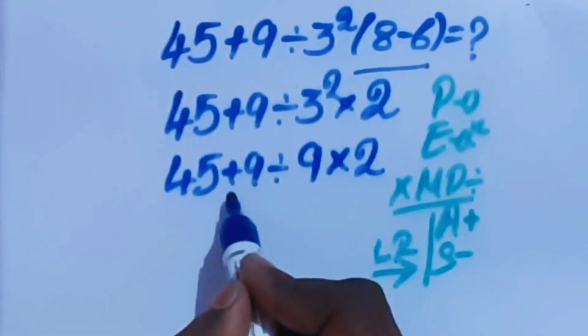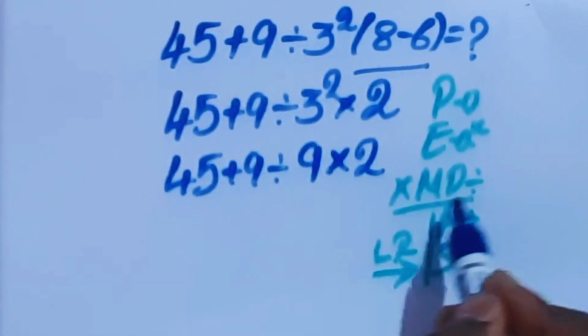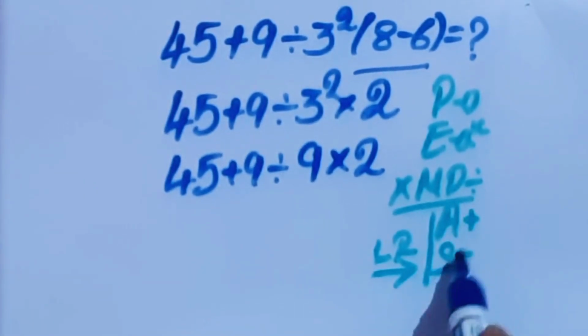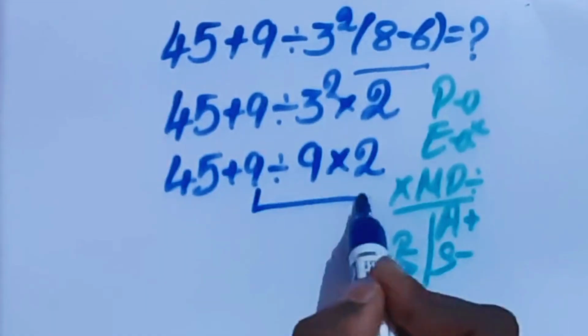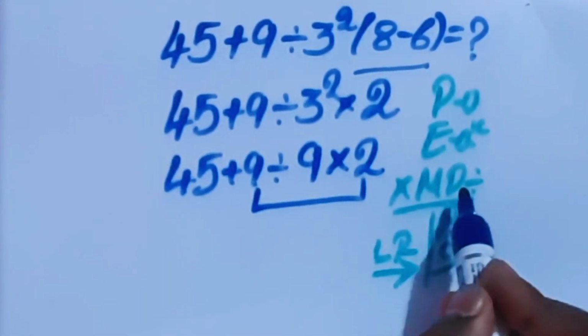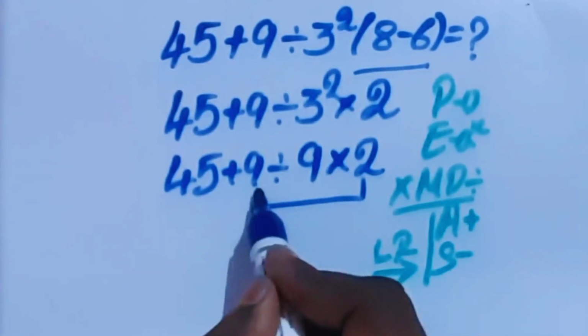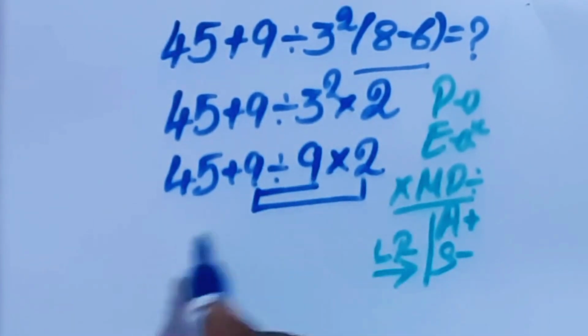Here we have addition, division and multiplication. Multiplication and division are higher priority than this addition. So we have to do this before this addition. Here this multiplication and division are equal priority. For this we are going to follow left to right. Left to right is this one, 9 ÷ 9.